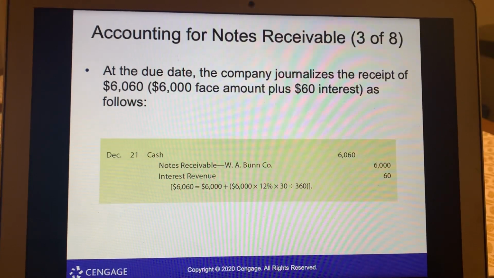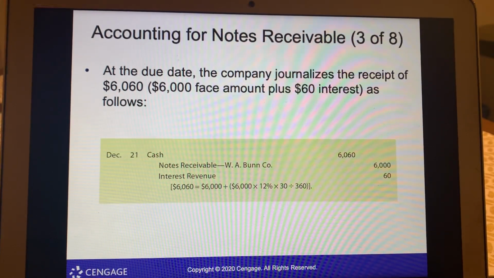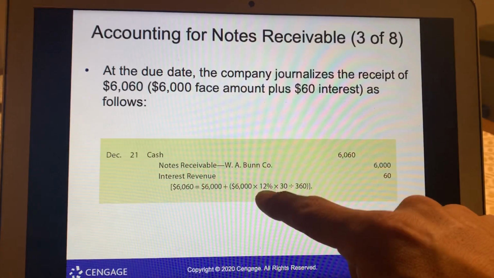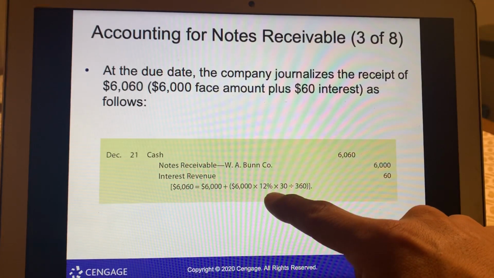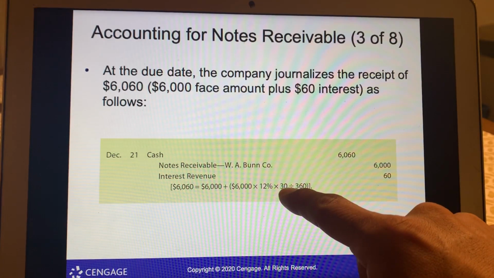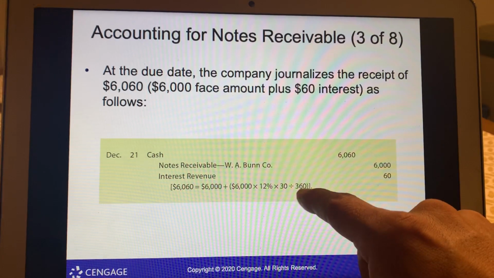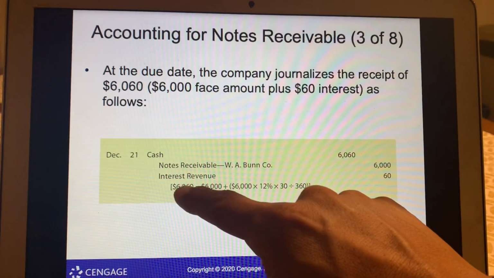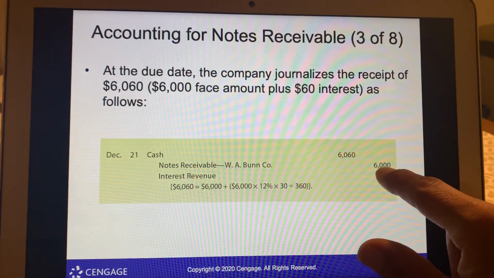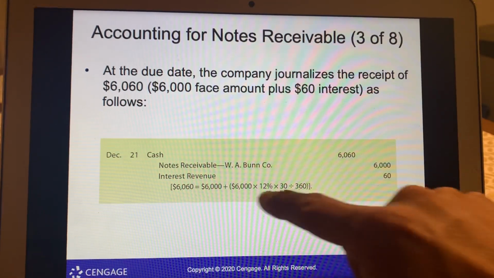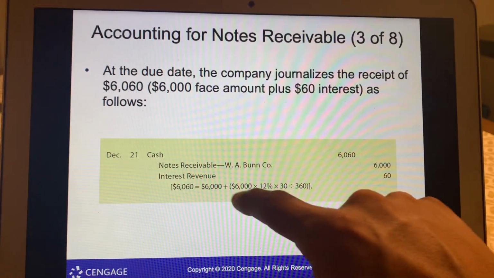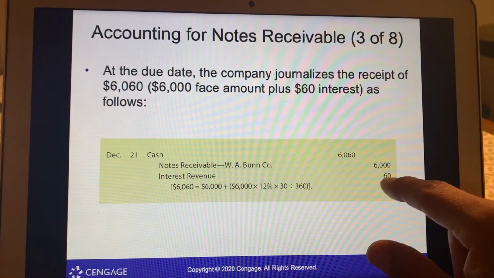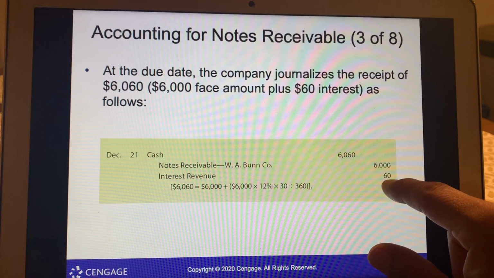All right, so here's what happens at the due date. So they come and pay. They pay us $6,060: 6,000 times 12% times 30 out of 360. So that'll be $60. So that's how we get the 6,060. So the principal plus interest. So this is principal plus interest right there. Okay, so our interest revenue goes at $60.